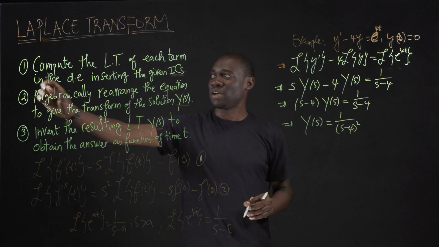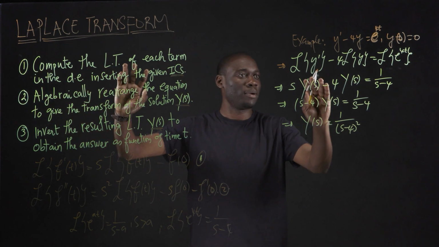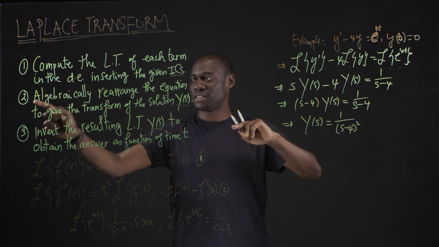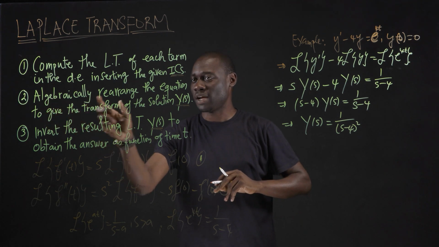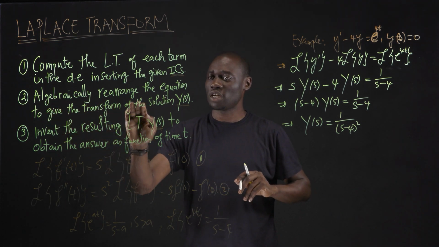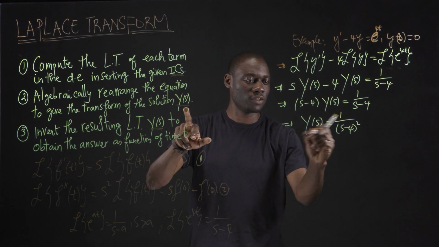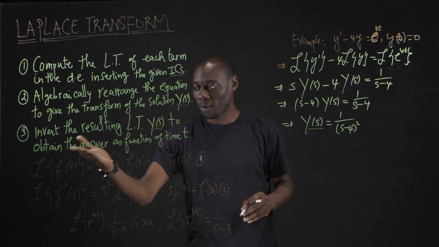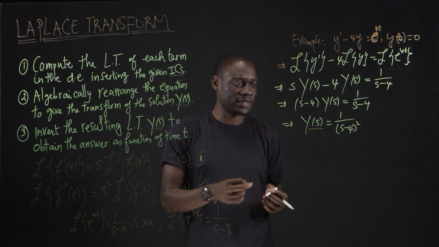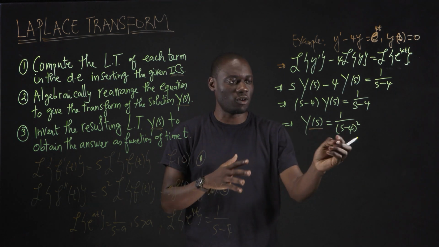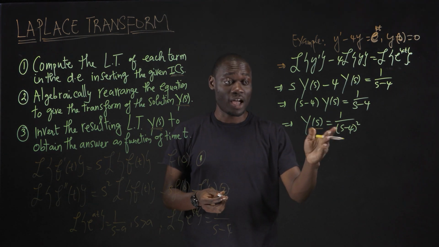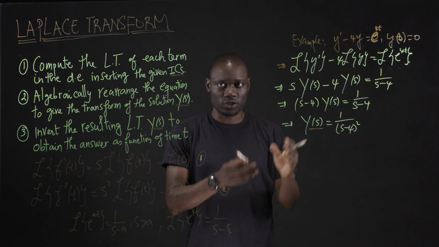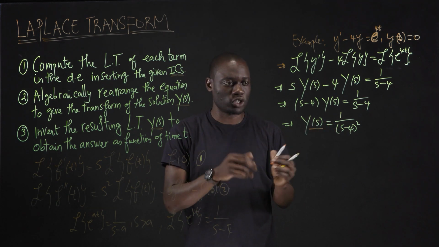So we have applied the first step to compute the Laplace transform of each term. Now we have also applied the second step, that is to algebraically rearrange the equation to give the transform Y(s), which is here. Now the third step will be to invert the resulting Laplace transform Y(s) to obtain the answer as a function of time. How do we invert the Laplace transform of such a Laplace function?